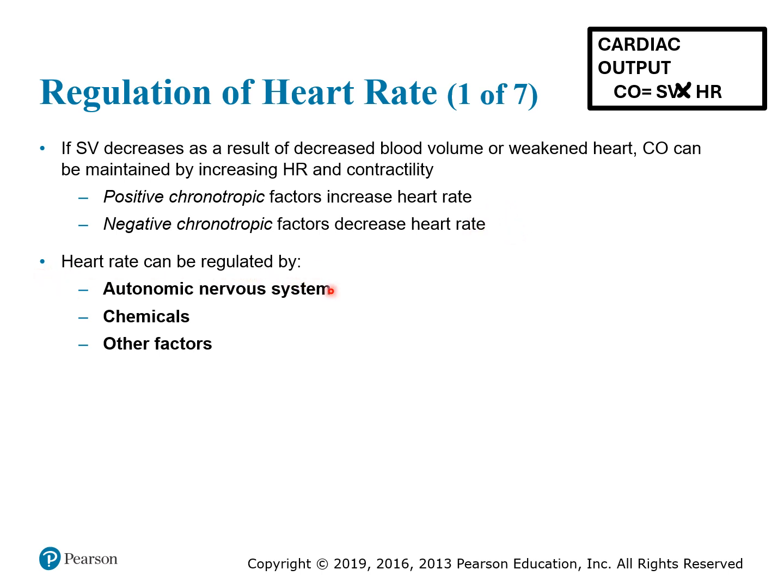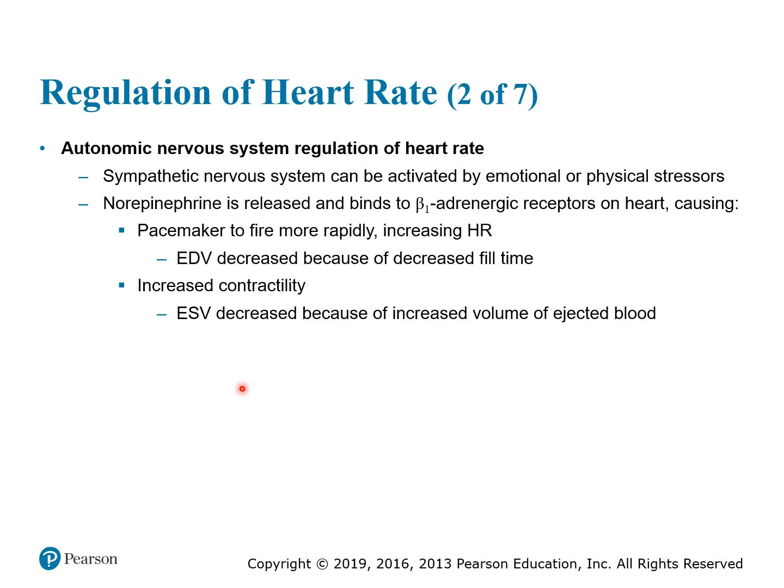And heart rate can be regulated by the autonomic nervous system. Then there are certain chemicals, and then there are some other factors. Let's go over them. So how does the autonomic nervous system regulate the heart rate? The sympathetic nervous system, which can be activated by emotional or physical stressors, binds to the beta 1 adrenergic receptors on the heart, and it causes the pacemaker to fire more rapidly, which increases the heart rate. So sympathetic nervous system and epinephrine increase the heart rate.